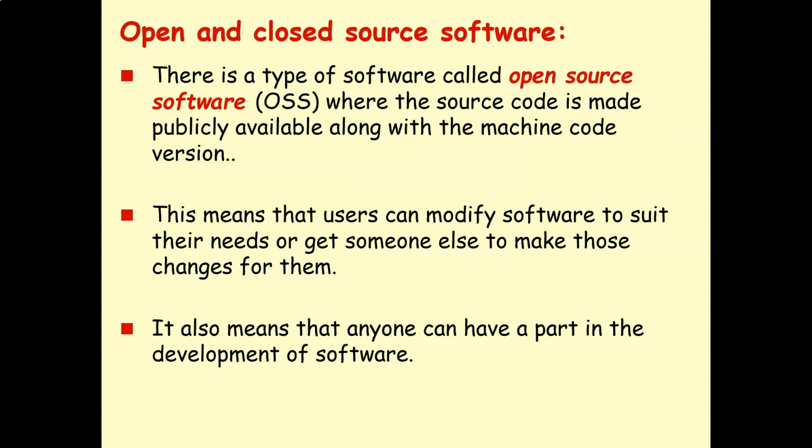There is another type of software that we call open source software, OSS, where the source code is made publicly available along with the machine code version. This means that users could download the open source version and modify the software to suit their needs, or get somebody else to make those changes for them, and then translate that into machine code and run it on their computers. It means that anyone could have a part in the development of a new piece of software.